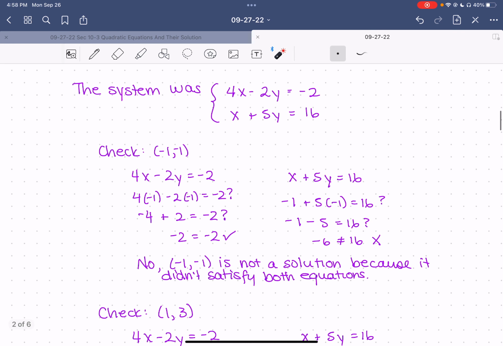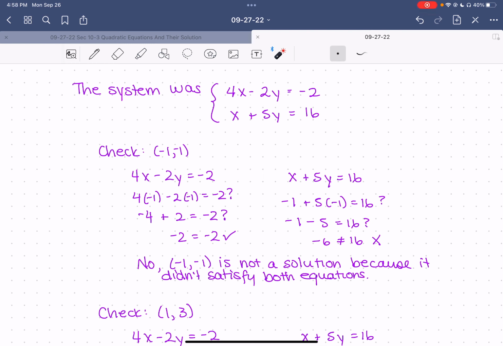So I have it right here. Here was the system. And first let's check -1, -1. So I write down the equation, 4x minus 2y equals -2. I'm going to let x equal -1, and I'm going to let y also equal -1. And let's see if this is true. Well, 4 times -1 is -4. -2 times -1 is +2. And when we add those together, we get -2. And look at that, -2 equals -2.